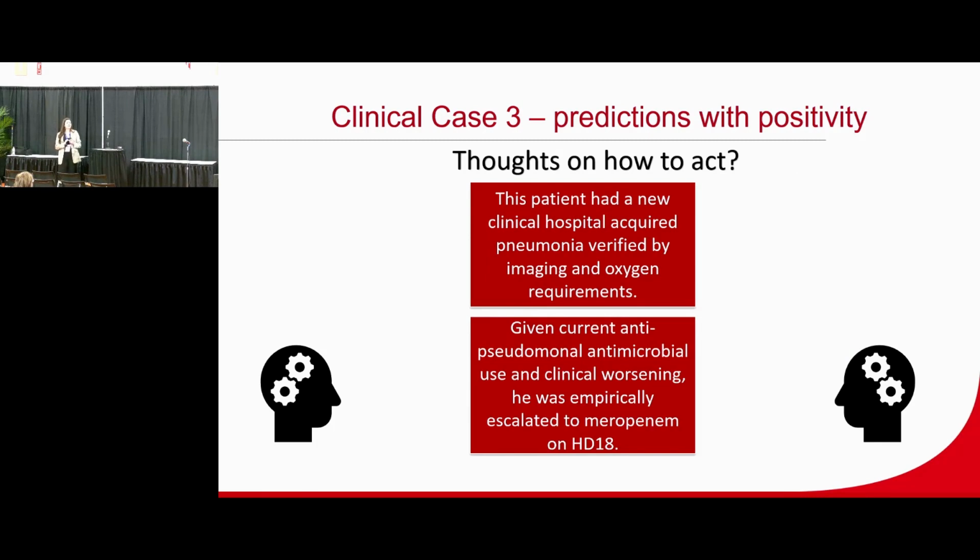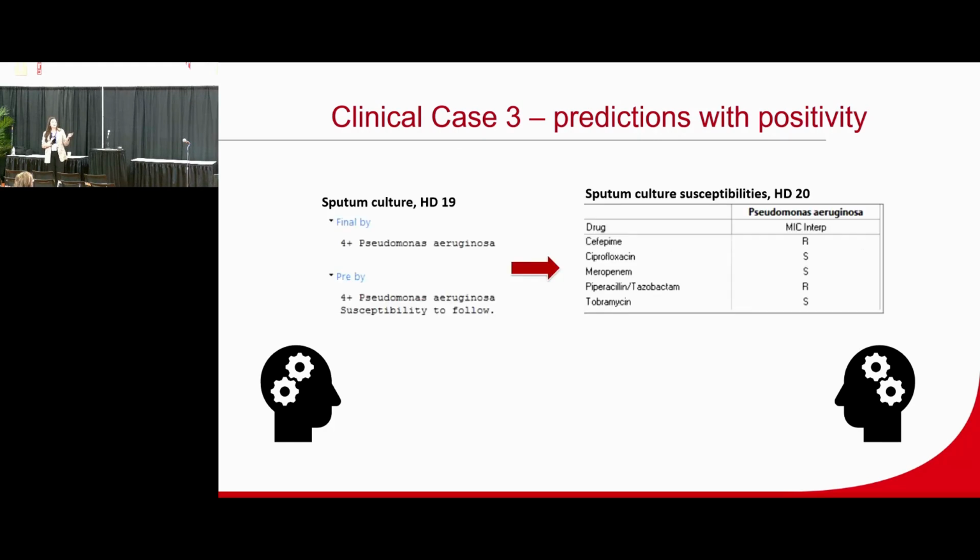Given his current anti-pseudomonal antimicrobial use and his clinical worsening, we actually escalated him to meropenem on hospital day 18. So that was the same day that he was escalated to the ICU and that we got all of these cultures. Within 3 to 5 hours, he had this escalation of care. Now, if we're looking at how our cultures followed up, here's where you can see where T2 really plays a role in this rapid escalation of care.